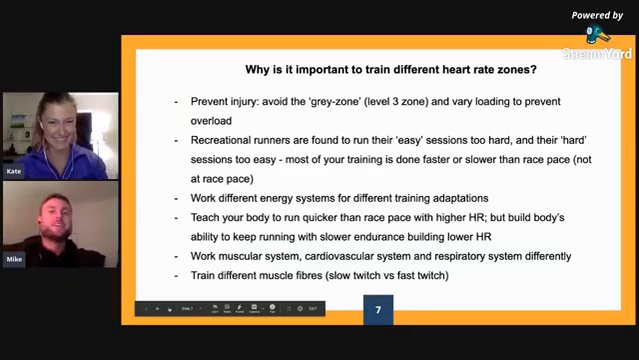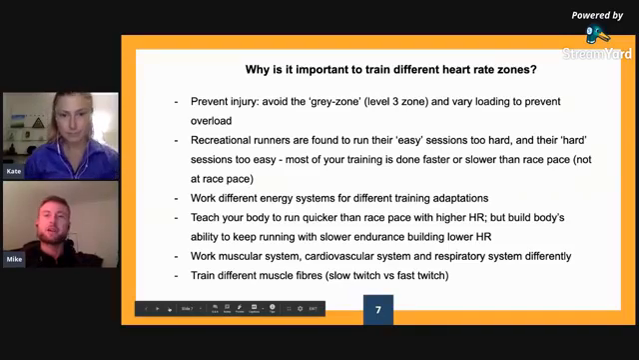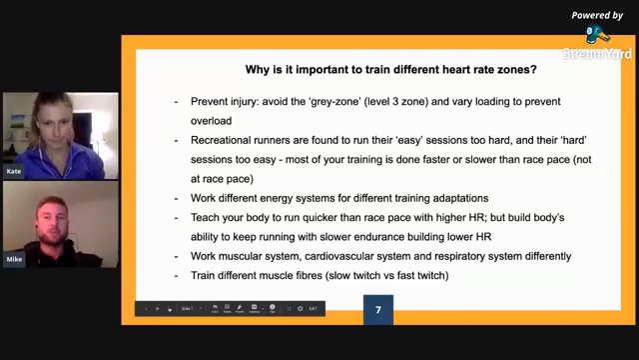Okay, easy. Why is it important to train the different heart rate zones? So as we said before, we're minimizing training at the level 3 zone, because the gray zone is a classic area where people set themselves up for injury. And there's a classic saying that runners generally run their easy sessions too hard and their hard sessions too easy.